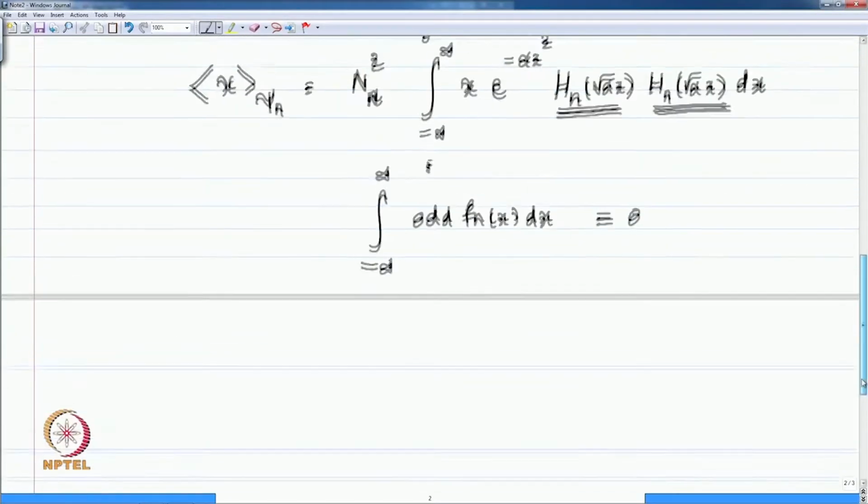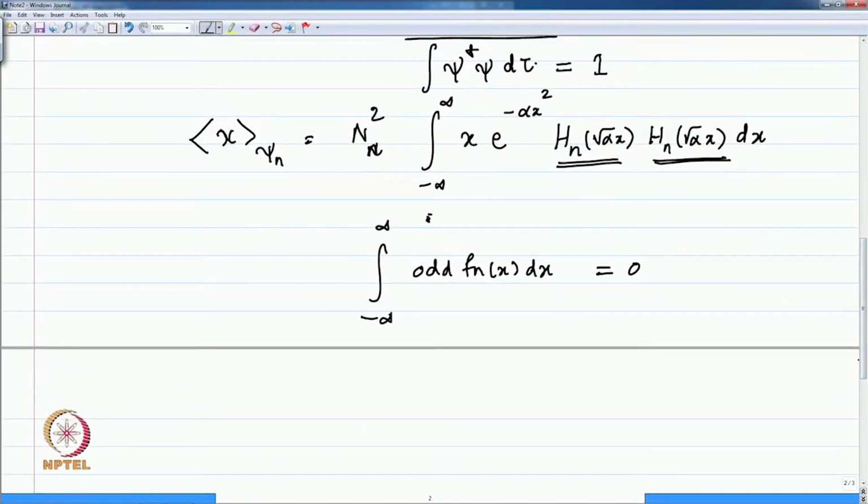Therefore, the average value for the position of the harmonic oscillator, independent of what state the harmonic oscillator is in, is always the midpoint, the point where the harmonic oscillator is at equilibrium and the potential energy is 0 at that point.